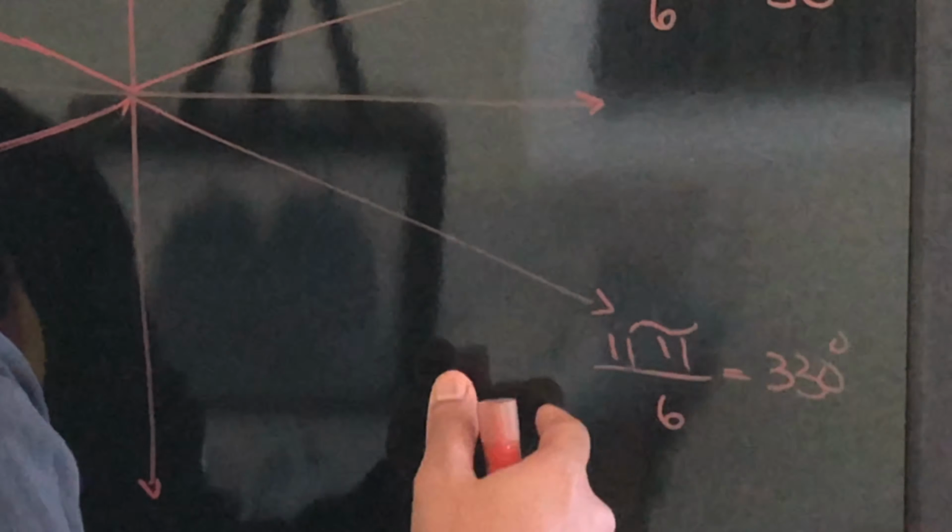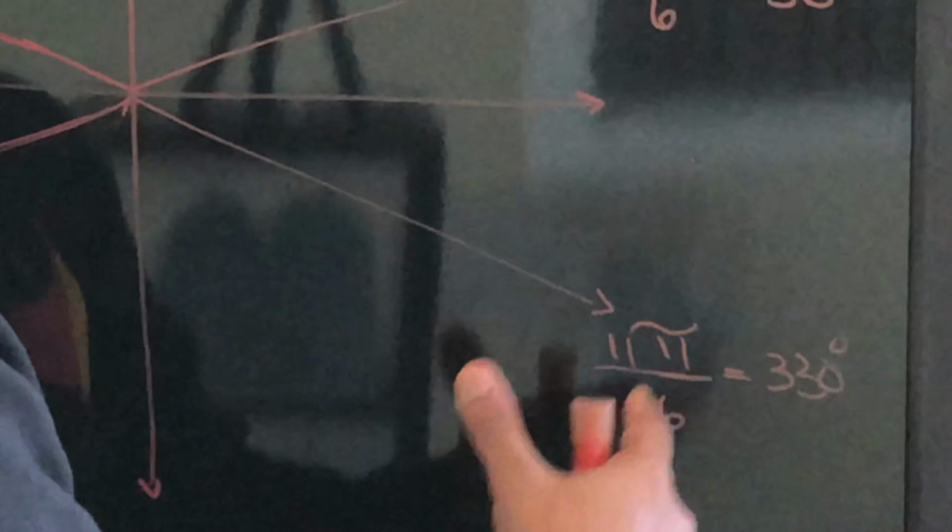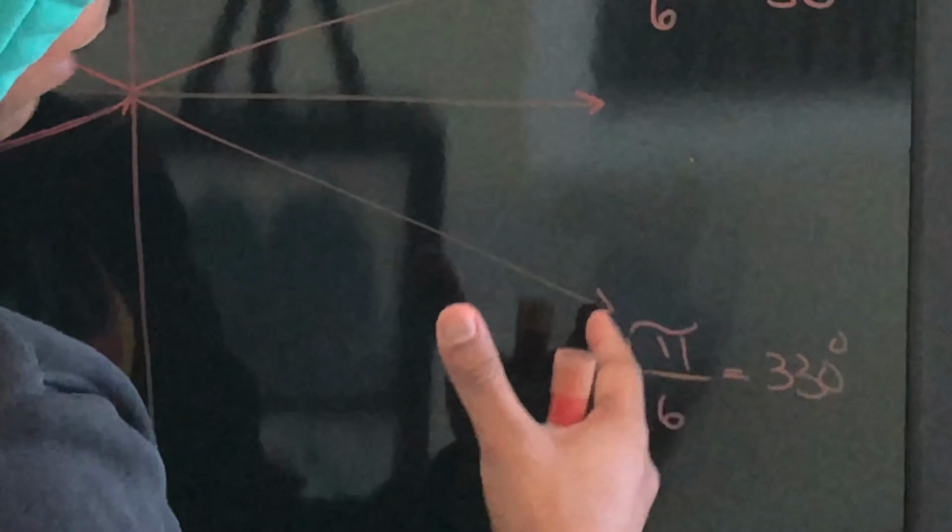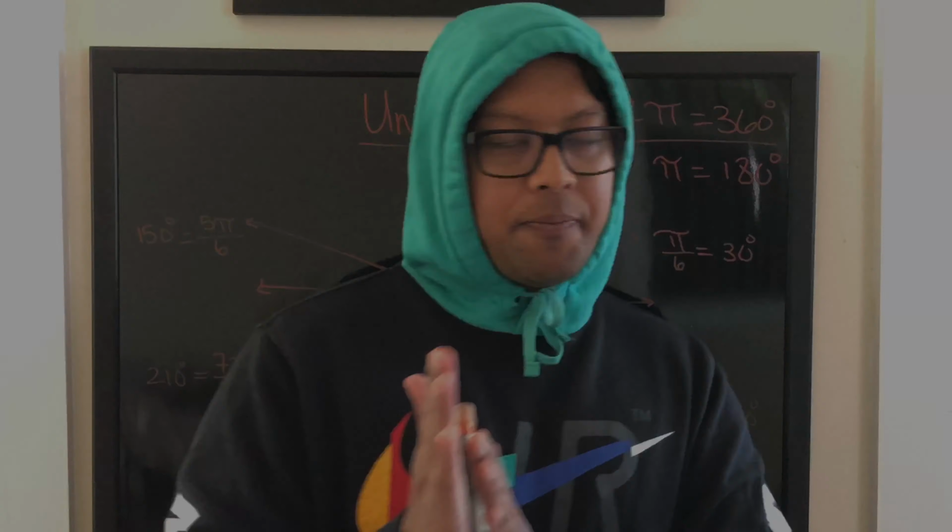And then the next one, the final one here, is 11 pi over 6. Pi over 6 equals 30. 30 times 11 gives you 330 degrees. So now I have one more part of the unit circle we're gonna focus on in a second. Let me just erase this.